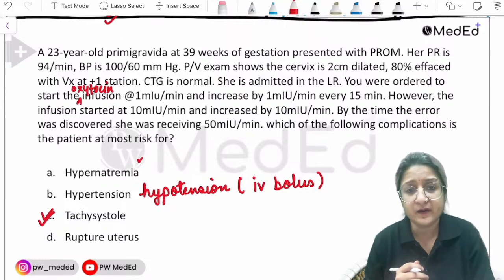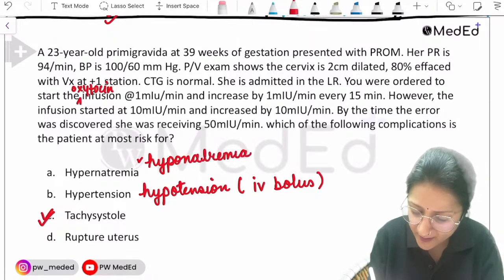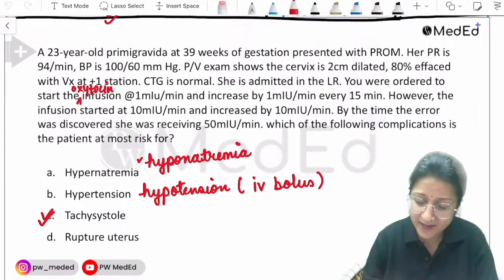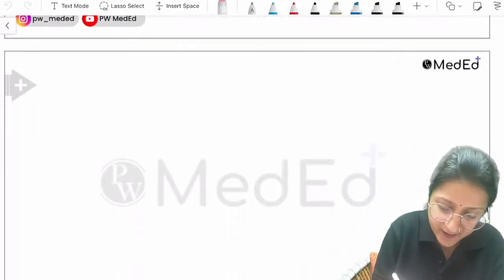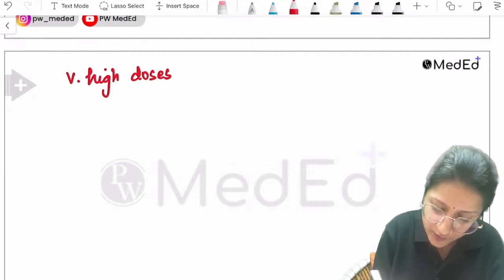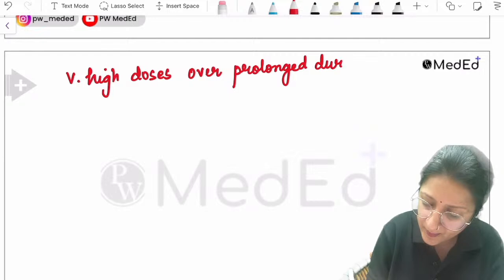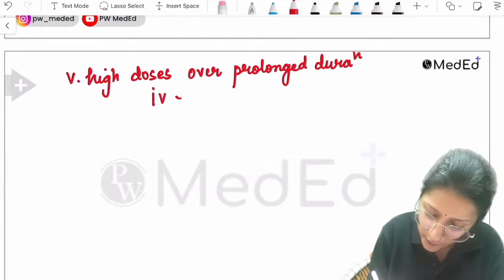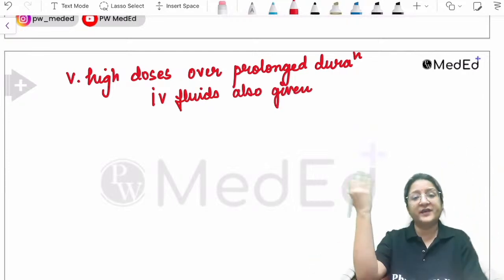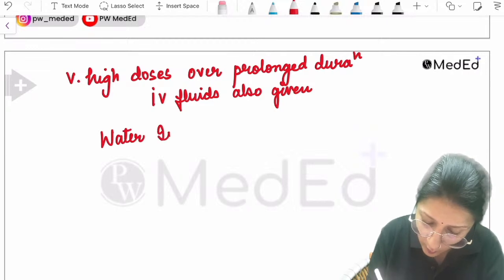What about hypernatremia? Hyponatremia can be a complication, not hypernatremia. So when will hyponatremia happen? Not usual, sometimes seen with very high dosages of oxytocin over a prolonged duration of time, and we have given IV fluids also, because we're giving by IV infusion. Then in those situations, what can happen? Water intoxication.